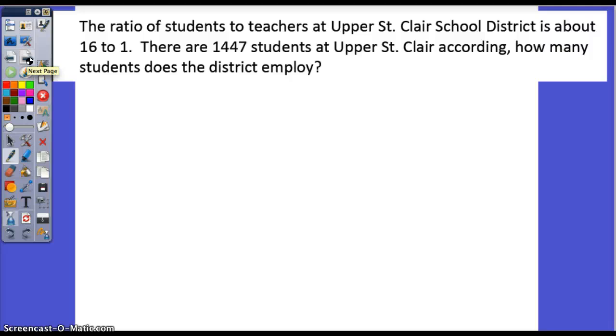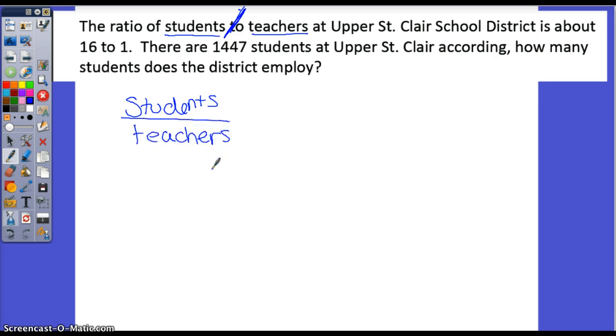So let's go ahead and do some. It says the ratio of students to teachers. Notice how it says students to, this right here is my fraction bar, teachers. So I'm going to write that, students to teachers at Upper St. Clair School District is about 16 to 1. Notice the 16 came first and the students came first. So I'm going to write 16 to, and since teachers came second and the 1 came second, they both are in the denominator, 16 to 1.